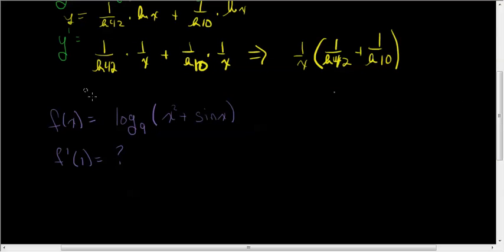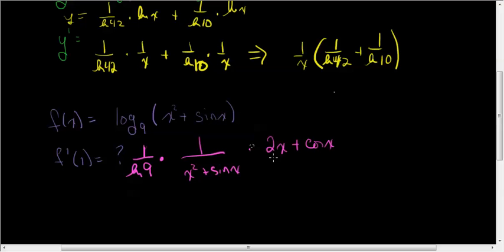What about this? What about log base 9 of x squared plus sine x? Well, the derivative of that would be 1 over the natural log of 9 times 1 over x squared plus sine x, times that derivative, so that would be times 2x plus cosine x. So it would be 2x plus cosine x, times 1 over the natural log of 9, times 1 over x squared plus sine x.